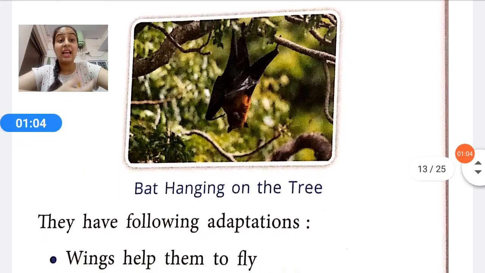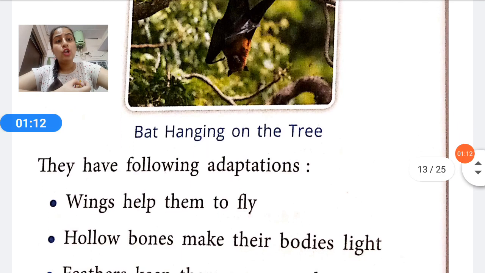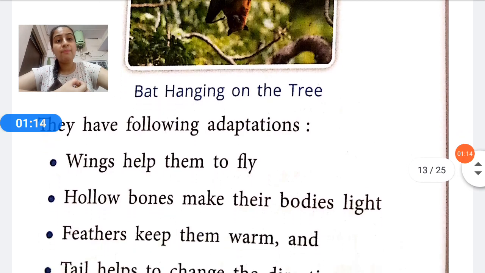Bats hanging on the tree. Bats, what we call bats, chamkadar. They are only able to see at night. They sleep during the day. So what do the following adaptations have? Will wings help them to fly? How they are able to fly?